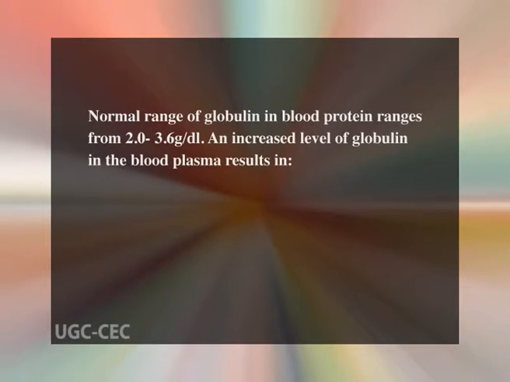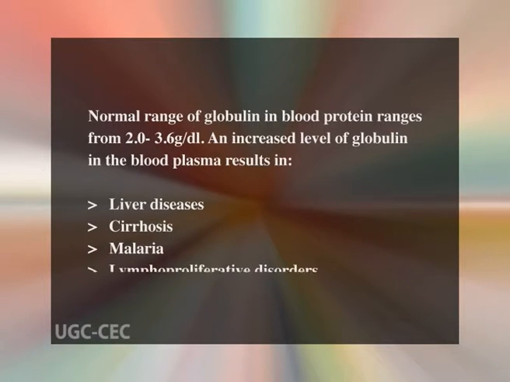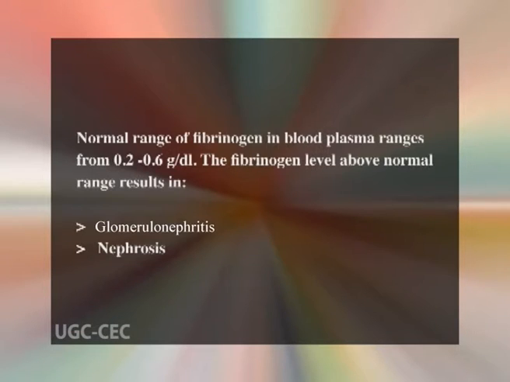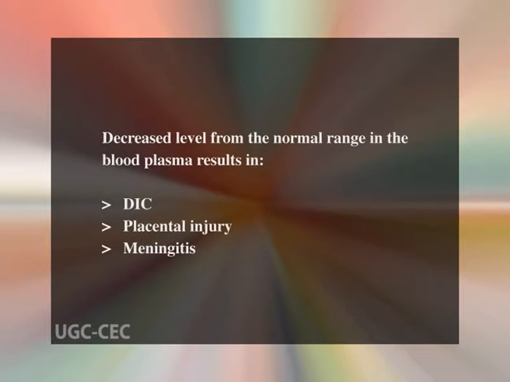The normal range of globulin in blood protein is 2.0 to 3.6 grams per deciliter. An increased level of globulin in the blood plasma results in liver diseases, cirrhosis, malaria, and lymphoproliferative disorders. The normal range of fibrinogen in blood plasma is 0.2 to 0.6 grams per deciliter. A fibrinogen level above the normal range results in glomerulonephritis and nephrosis, and a decreased level results in DIC, placental injury, and meningitis.